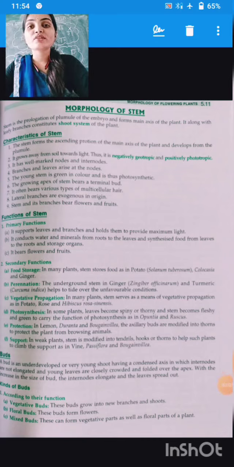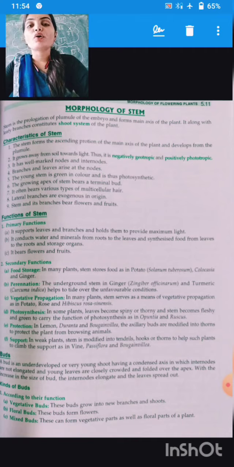So yes students, we had already studied in our previous lecture about the morphology of root, and the different modifications shown by roots in different plants. Now from today onwards we will study the morphology of stem as well as the morphology of leaf.